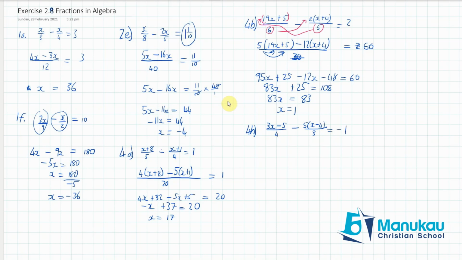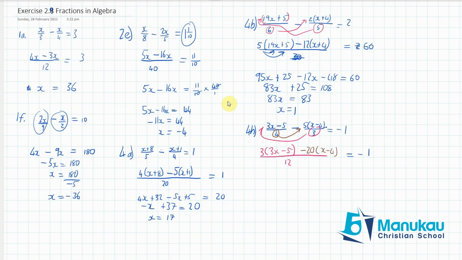Now I'm going to again cross multiply, so this 3 is going to be timesing by this one here. So the next line will be 3 into 3x minus 5, and that's all over 12. So that's what we're doing when we cross multiply. And then I'm going to times this side by the 4. So it will be minus 20 into x minus 4. And that is equal to minus 1.